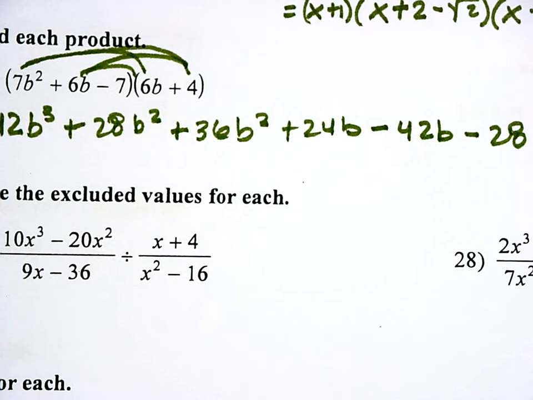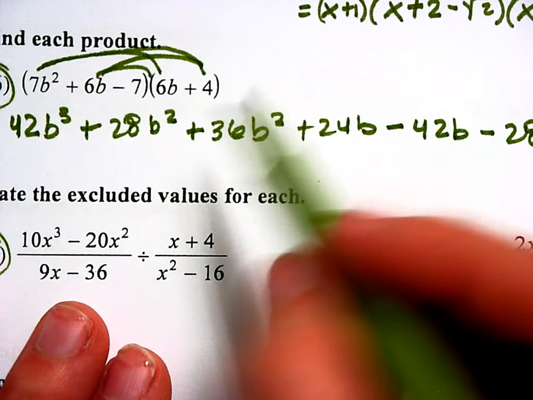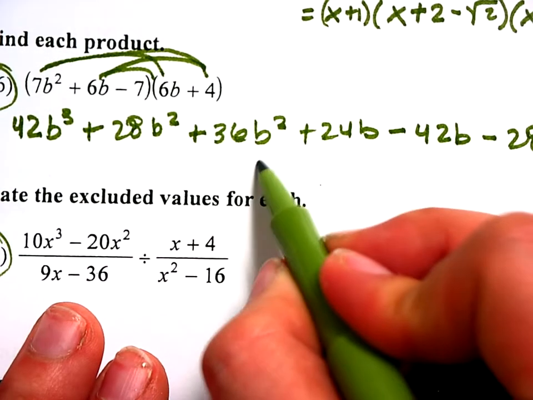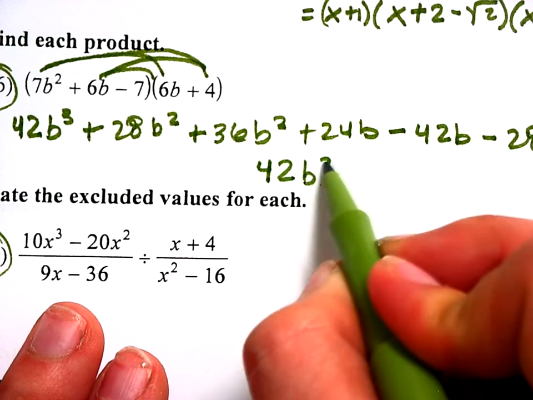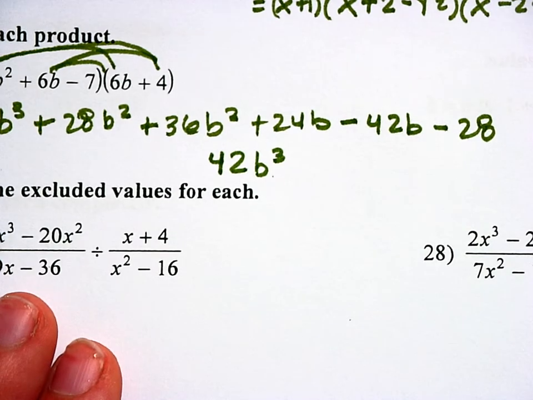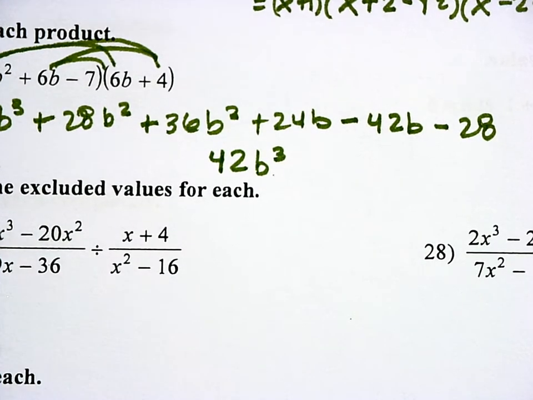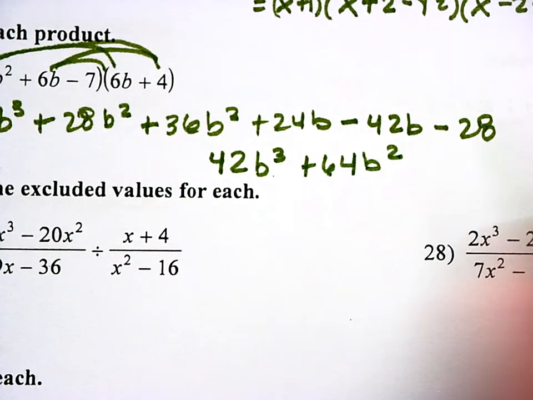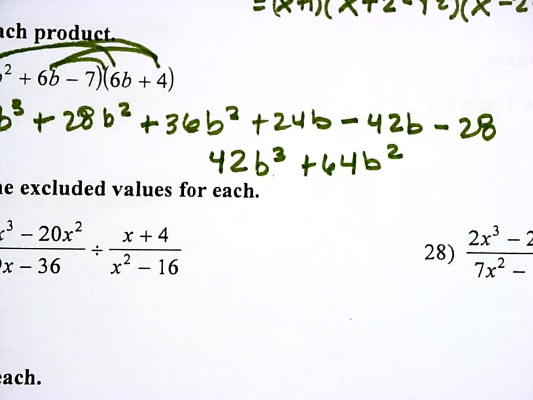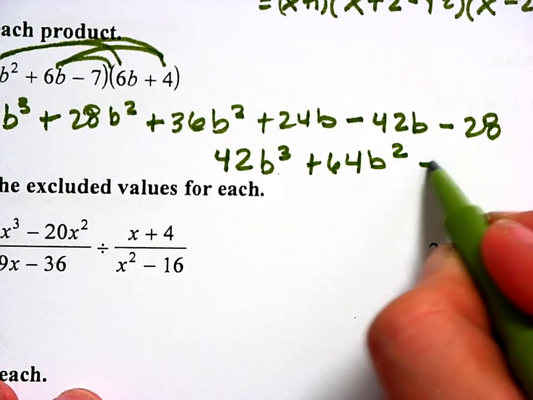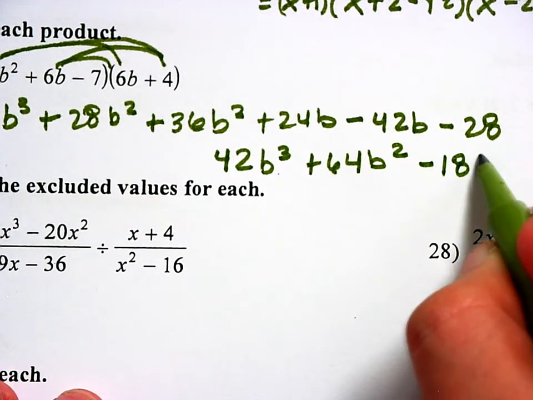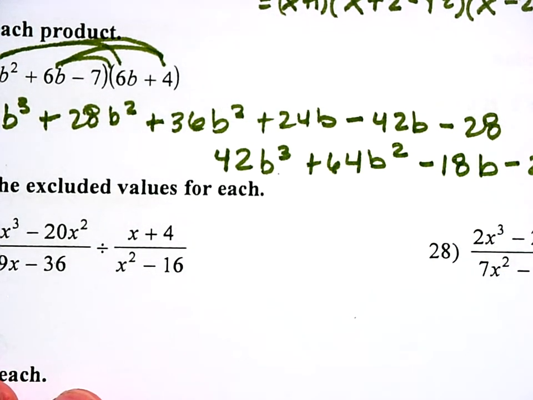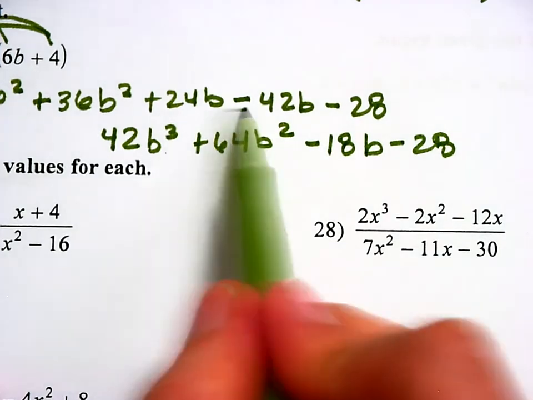Go ahead and combine any like terms. I only have one b to the third term, so that's 42b to the third. Then I've got a couple b squareds. So if I add those, that's going to be 28 plus 36. That's 64b squared. And then we've got a negative 42 and a positive 24, so that's minus 18b and then minus 28. Okay, so that's what you get from multiplying.